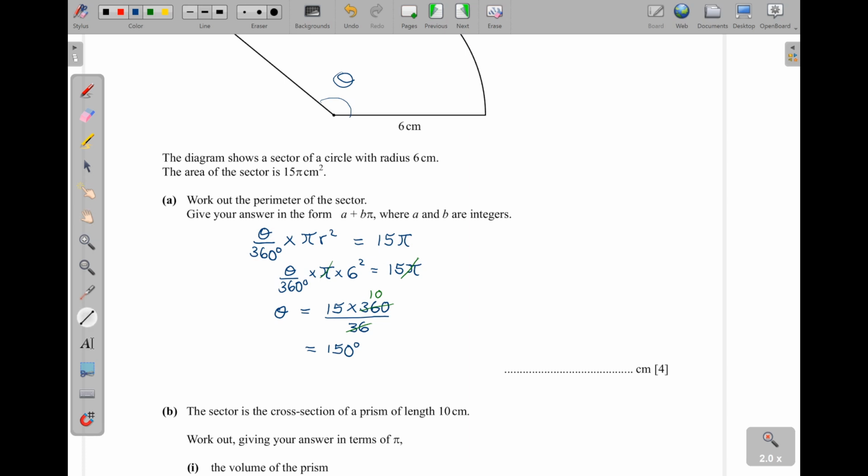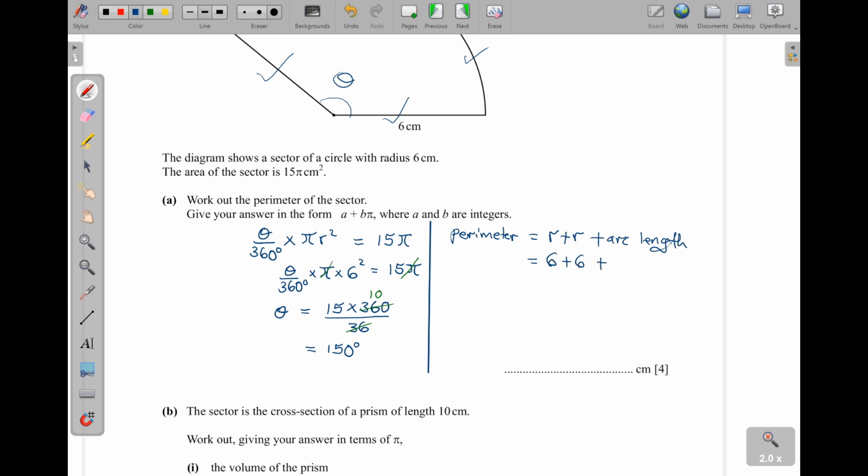Now, our perimeter is the sum of the lengths around the shape. So perimeter is equal to a radius. We can see a radius here, we can see another one here, and then we can see this arc here. So that will be the arc length, plus the arc length. And the radius is 6, even this one is 6.